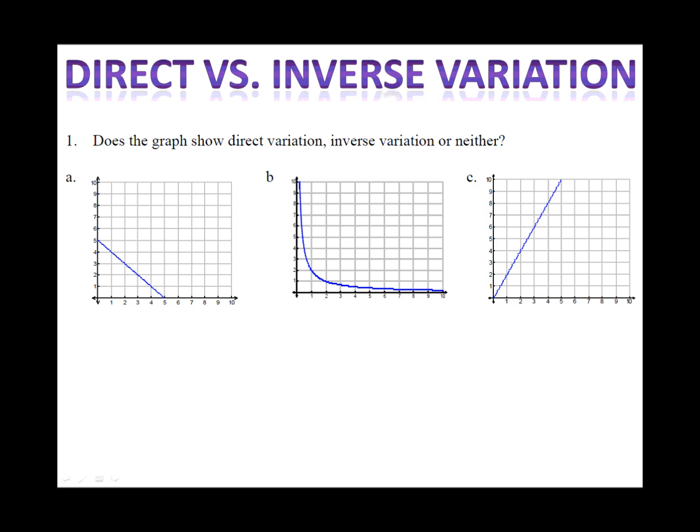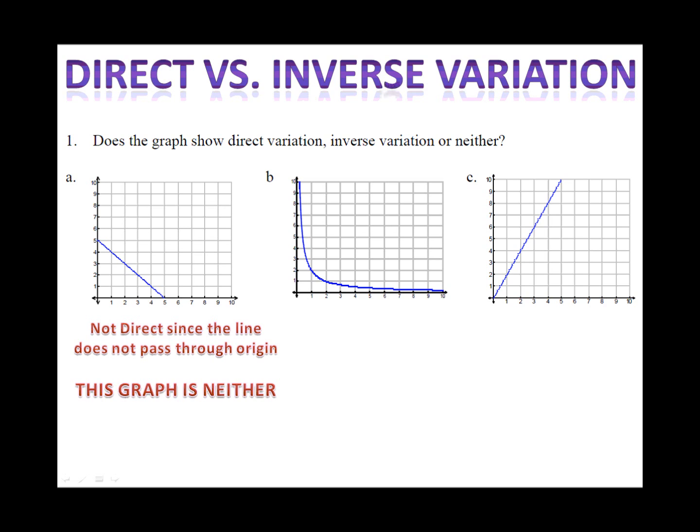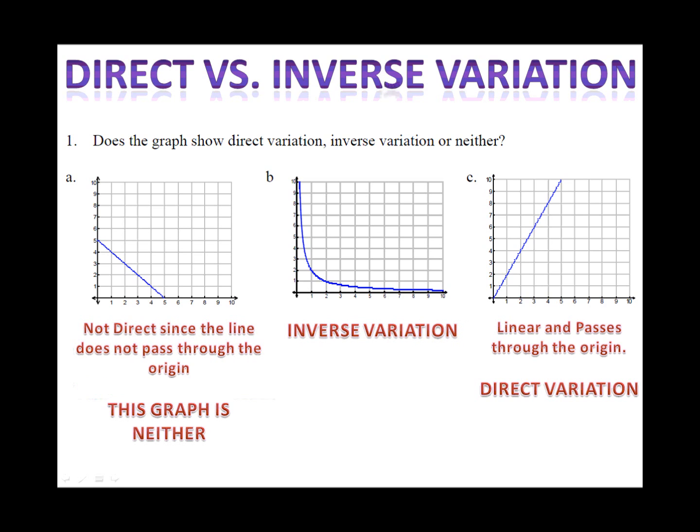Our first graph shows neither. It looks like it could be a direct variation because it's a line, but we know that a direct variation must pass through the origin. Because this does not pass through the origin, it cannot be direct variation, and the graph does not have the right shape to be an inverse. So that one is neither. The second graph, B, has the shape of an inverse variation. Graph C is linear, and it passes through the origin, which means it's a direct variation.